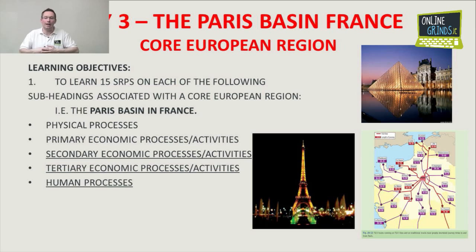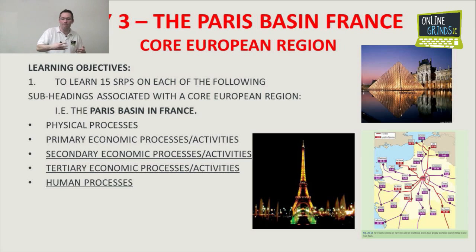Day 3 then would be our core European region, which would be the Paris Basin. So that's the 3rd archive grind, and that's the learning objectives of that, again the same: physical, primary, secondary, tertiary and human processes. And looking at areas then like the physical processes in the Paris Basin region, looking at the likes of the landscape, and it's flat and gently undulating and very, very good soils conducive to capital intensive agriculture.